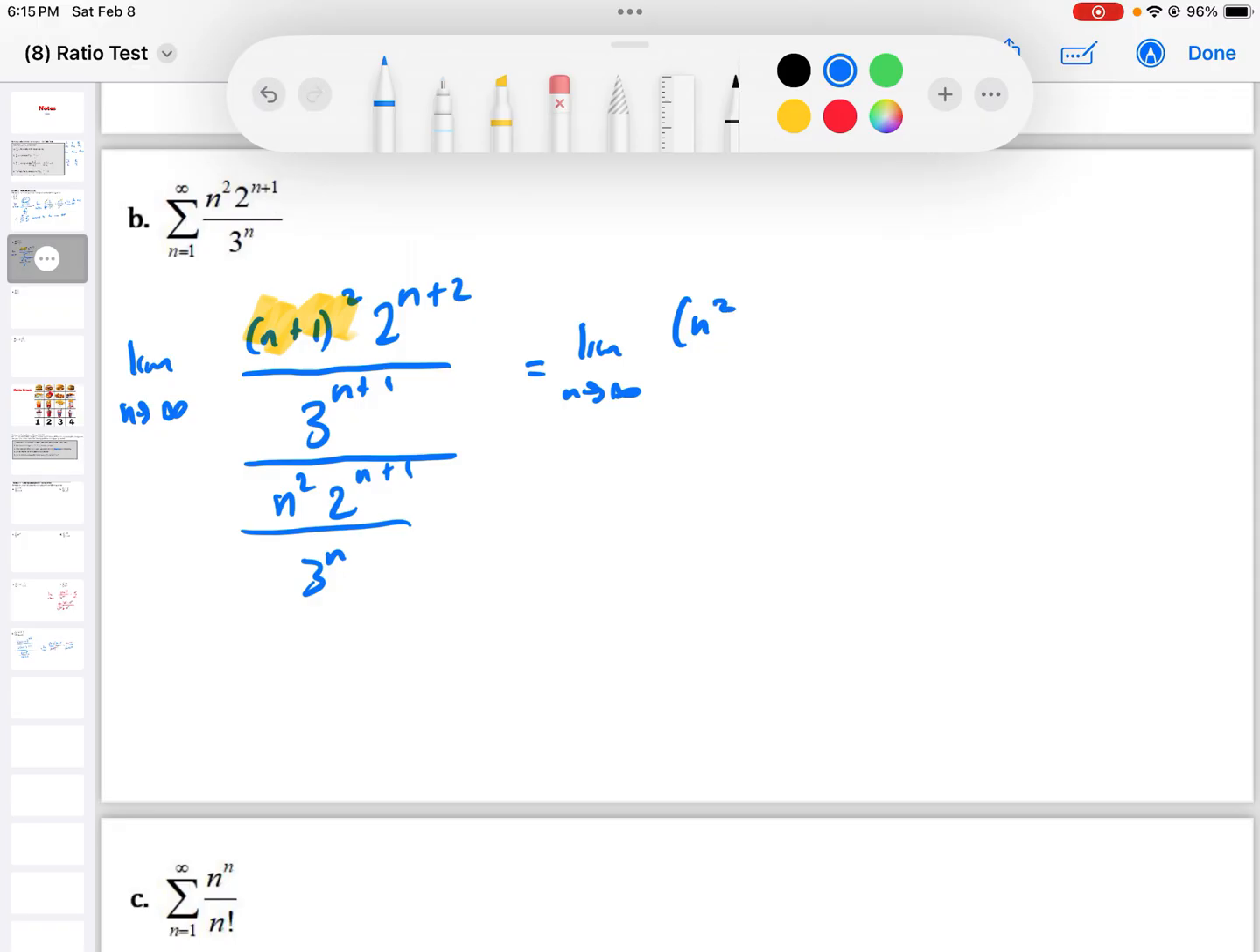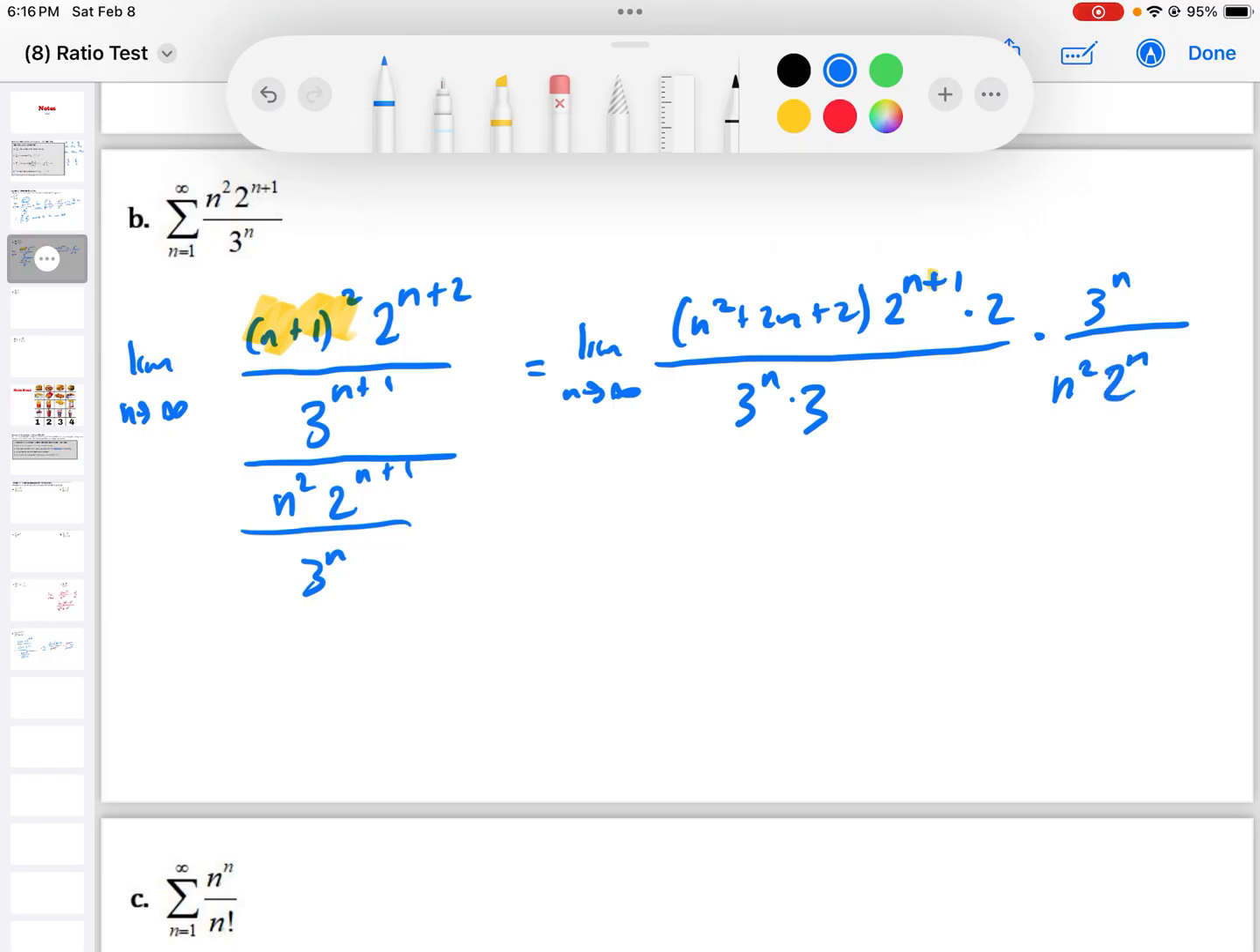It'd be n squared plus 2n plus 2. I'm going to rewrite this as 2 to the n. So since it's the n plus 1 on the bottom, I'm going to write n plus 1 times 2 like that. So this is equal to 2 to the n plus 2. I'm trying to rewrite it and make it look like the bottom. 3 to the n times 3 times, flip that bottom one, n squared 2 to the n plus 1. All right, and now I'm going to cancel out the things that are the same on top and bottom.